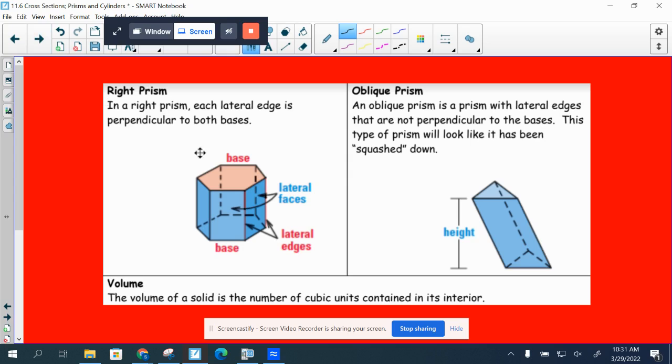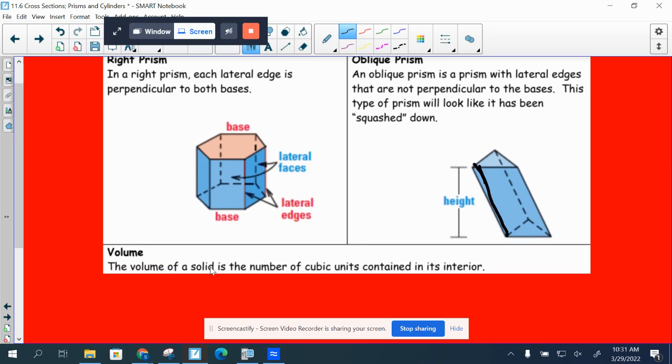And then we can find the surface area. The difference between right and oblique: a right prism is what you can normally think of with a prism, so the edge is perpendicular to both bases. An oblique prism is a prism with lateral edges that are not perpendicular to the bases. You also have, and this would be different, the slant height, which is different from the altitude height. And you can also find the volume.